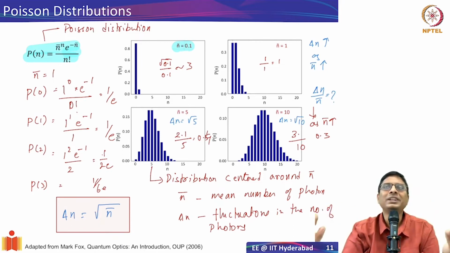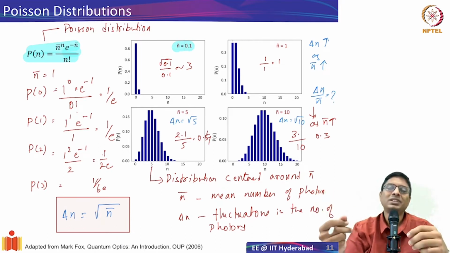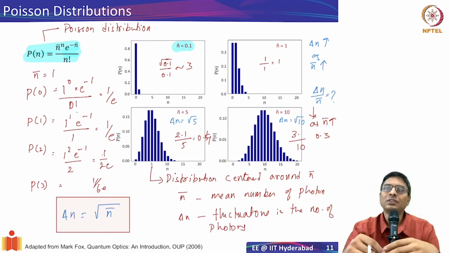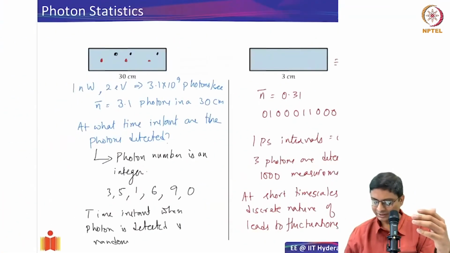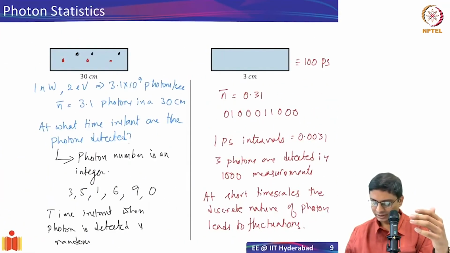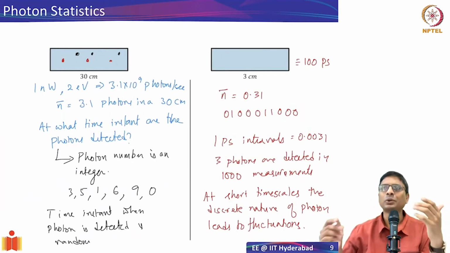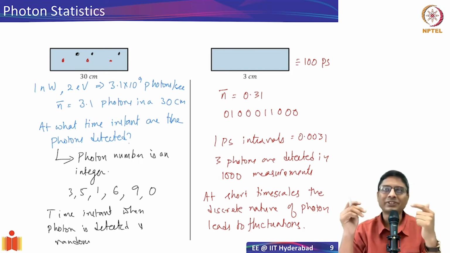I don't have to worry because the fluctuations are very, very small. But the moment I come down to, let's say, a 1 nanowatt beam, what was the case we took last class? If you take a 1 nanowatt beam and a 30 centimeter segment, we had 3 photons. The average number of photons is 3.